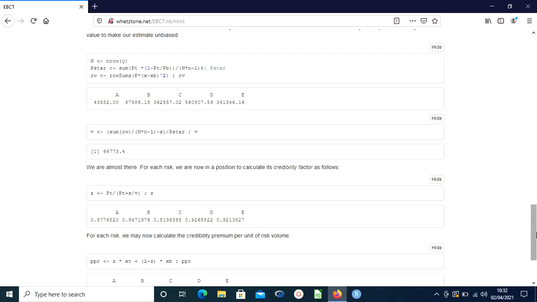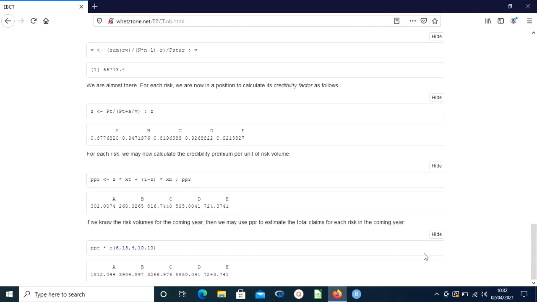Now, suppose we knew what the risk volumes were for the coming year. So how many policies we had for risk A, risk B, and so on. Then we can use our credibility premium per risk volume to estimate the total claims for each risk in the coming year. So if we assume we're going to get 6 policies for A, 15 for B, 4 for C, and 10 for D and E, then we just multiply that vector by our credibility premium per unit of risk volume, and we get that.